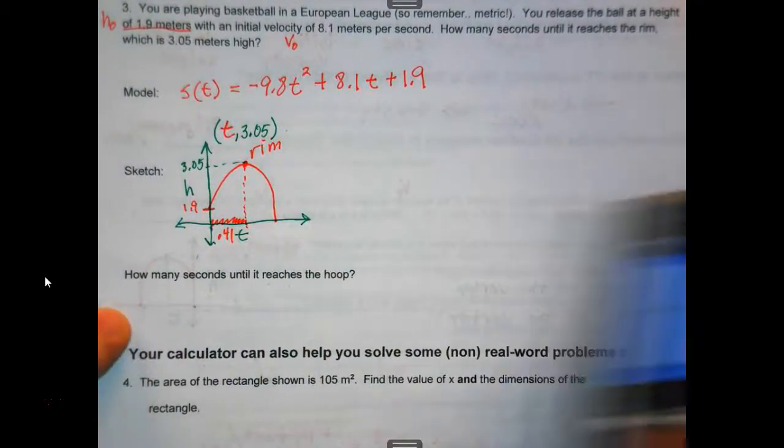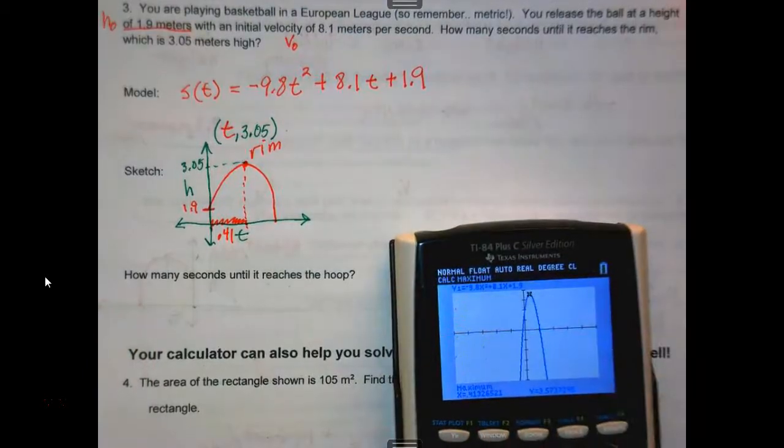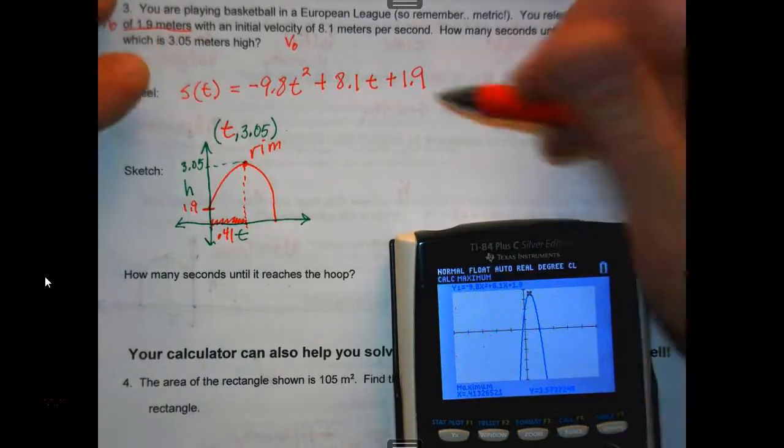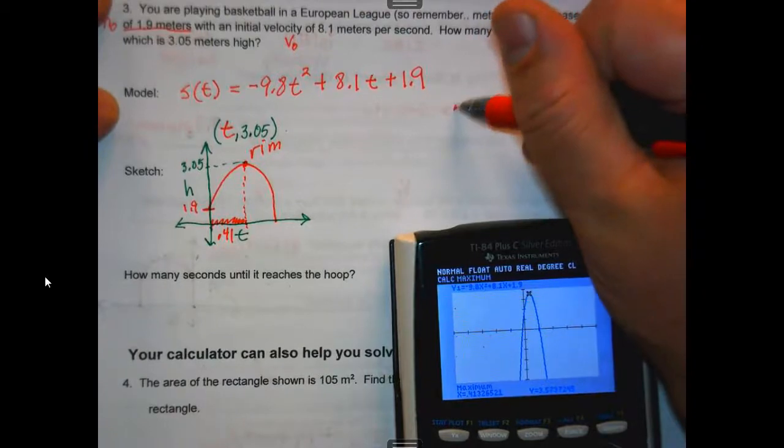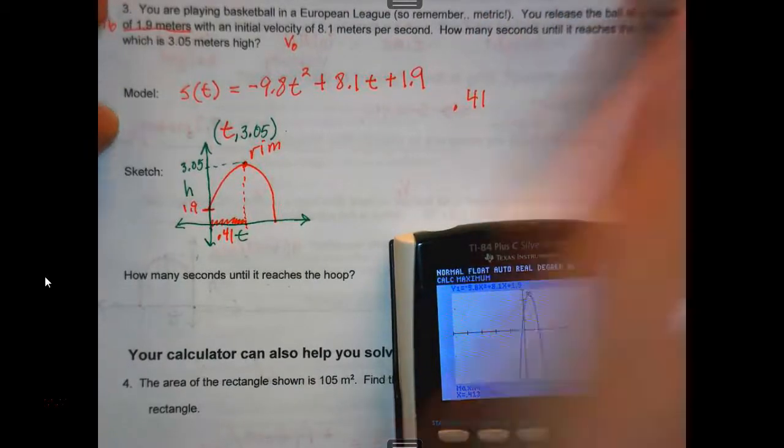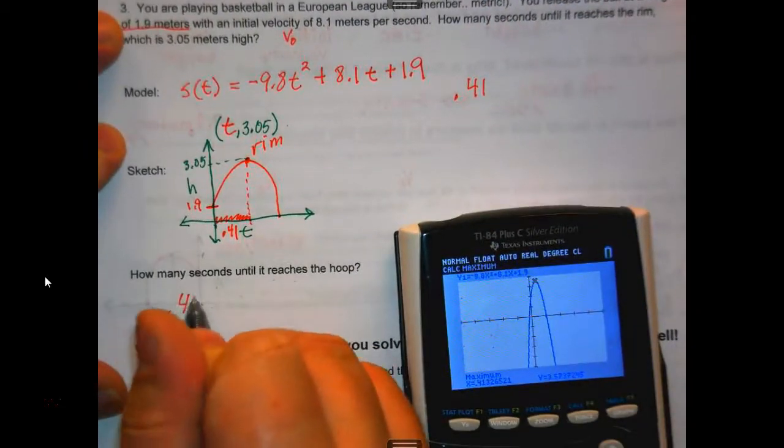Okay. So that's my time. Half a second for it to reach the rim, which is, I don't know, a meter, right? From 1.9 to 3. About a half a second. Makes sense to me. Just checking. So 0.41 seconds. Oh, down here. 0.4 seconds.